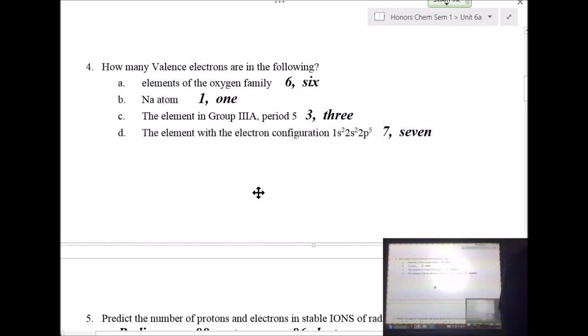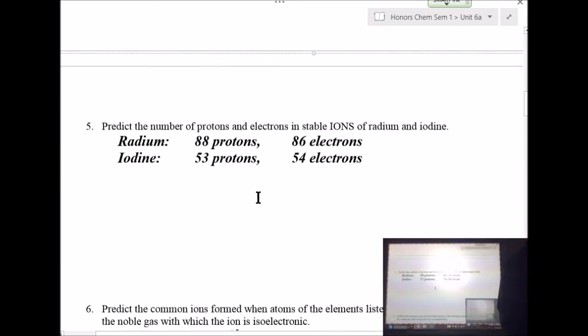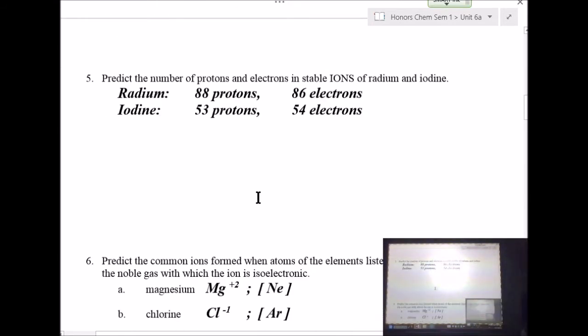Questions on 4? Bless you. All right, number 5. When it says predict the number of protons and electrons in stable ions, aka most common ion, okay, so when you see stable ions, think of most common. And I wanted to put that in there just in case I would throw that term at you.